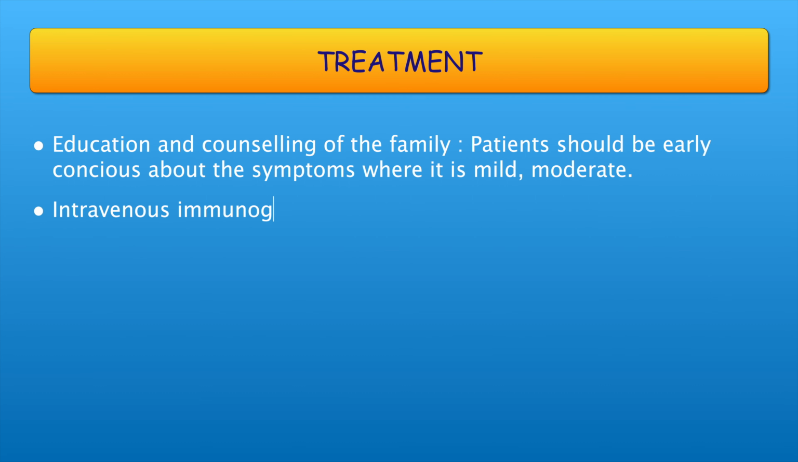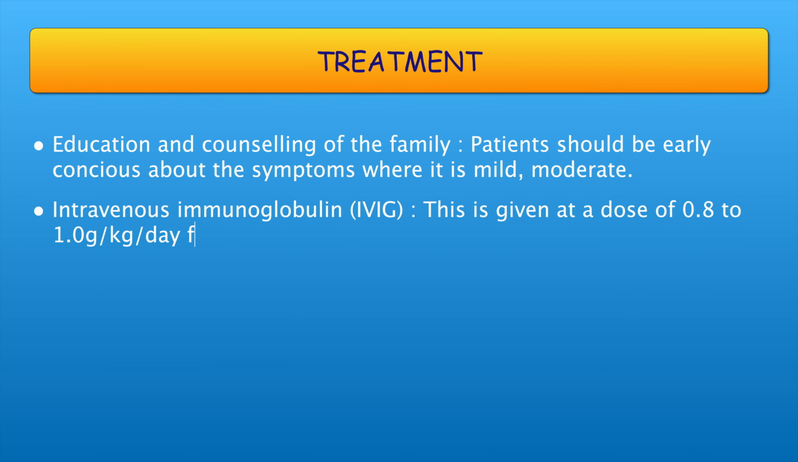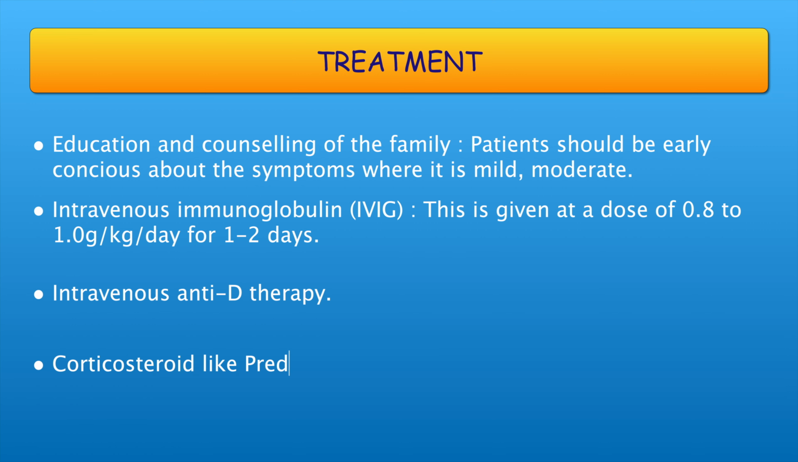Intravenous immunoglobulin, IVIG, is given at a dose of 0.8 to 1.0 gram per kg per day for 1 to 2 days. Intravenous anti-D therapy. Corticosteroid like prednisolone is given.